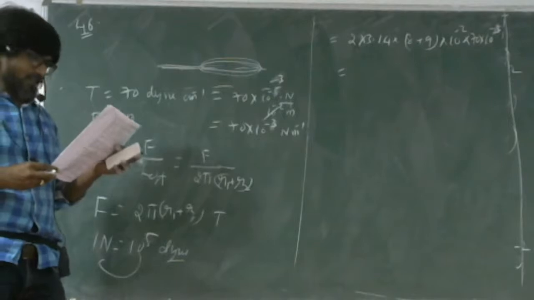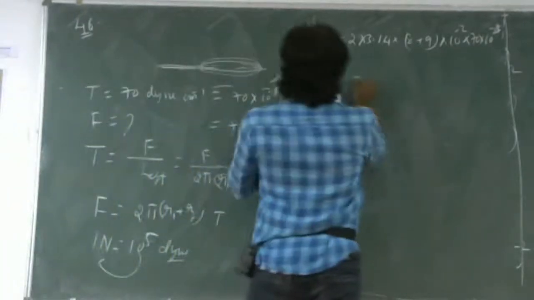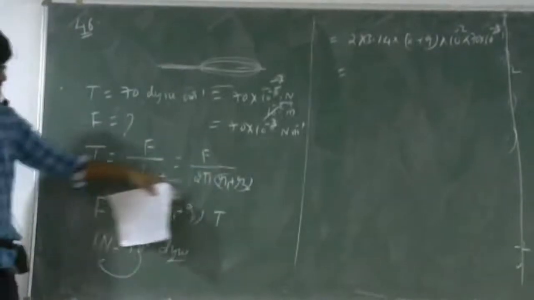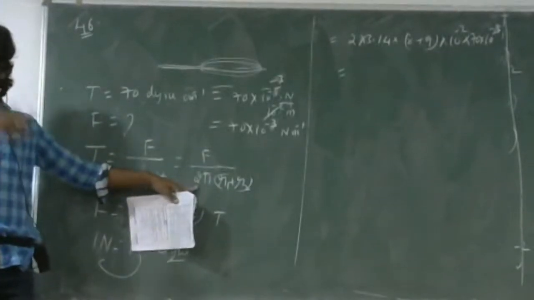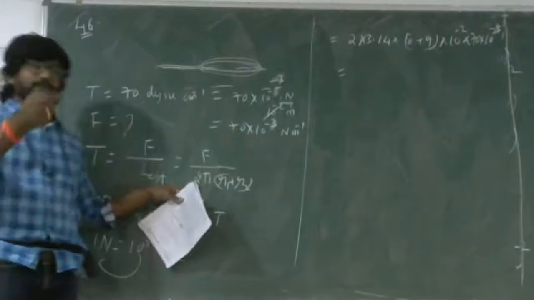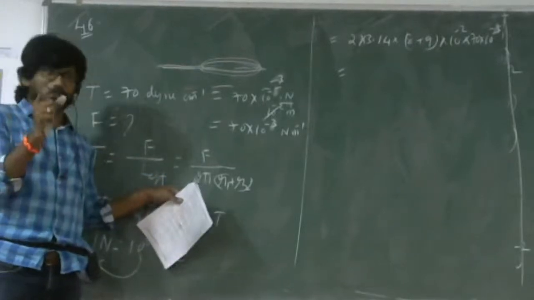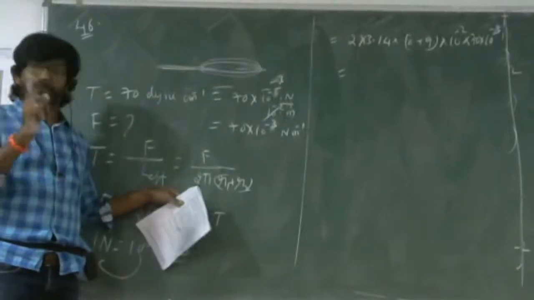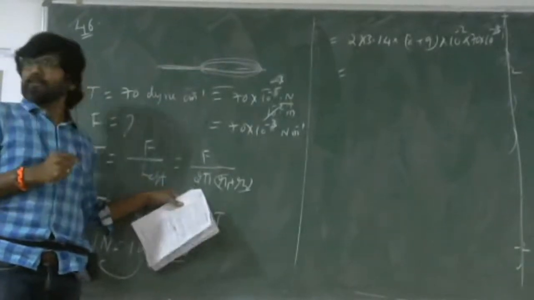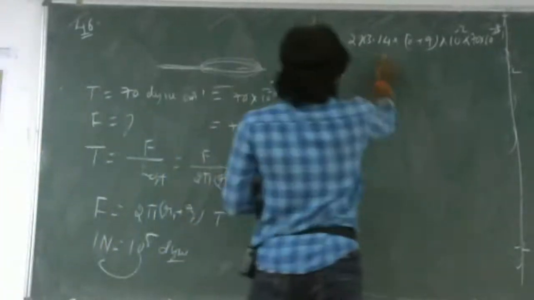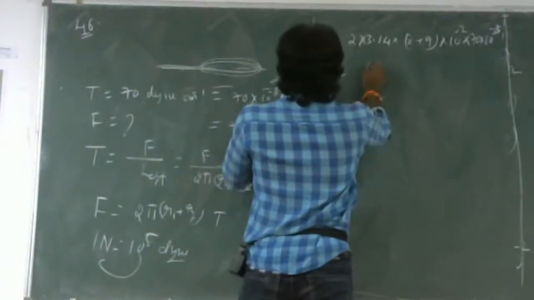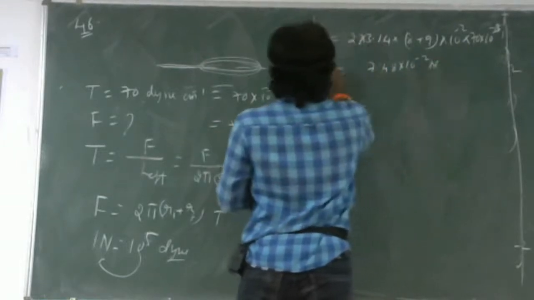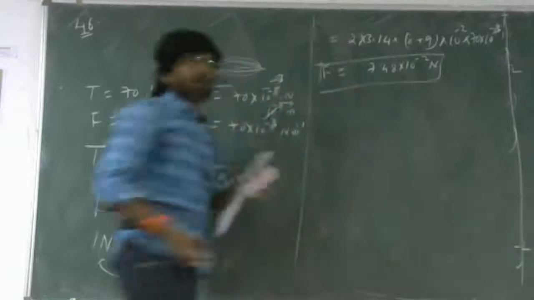On simplifying this, we'll get... one more thing. The effective length I have taken for inner and outer, so then there is a long confusion. Otherwise, if it is a thin ring having a single radius given, you have to take inner and outer 2 times. Effective length should be 2 times 2 pi r. That you have to keep in mind. So now on simplifying this, we get 7.48 10 to the power minus 2 Newton is the force required to pull this out.